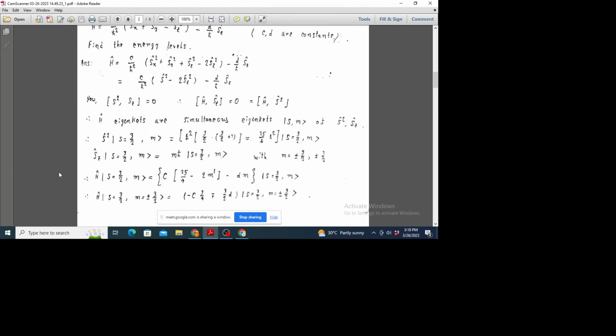So collecting everything together, we have now found the S square eigenvalue-eigenvector relation and the Sz eigenvalue-eigenvector relation, and we know the Hamiltonian eigenstates will be the simultaneous eigenstates of S and M. So putting everything together and looking at the Hamiltonian that is expressed in this form, we finally write the eigenvalue-eigenvector relation for the Hamiltonian.